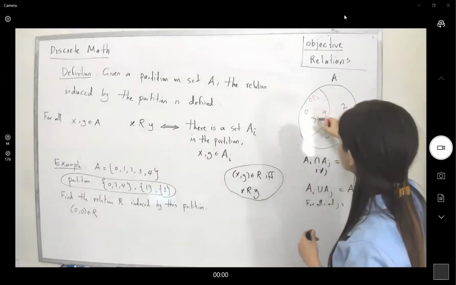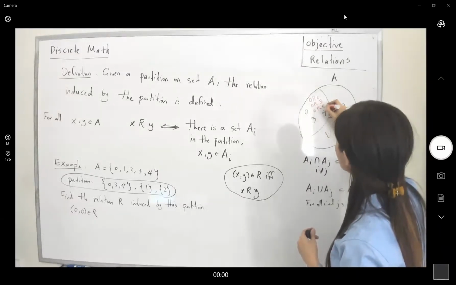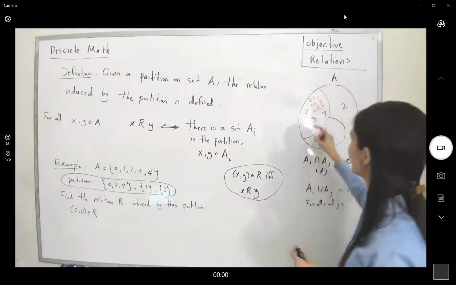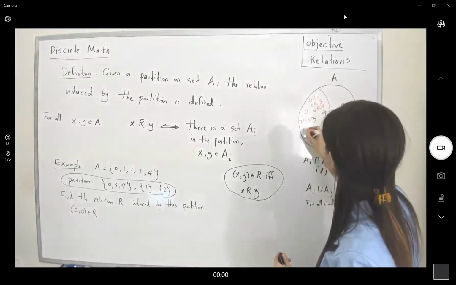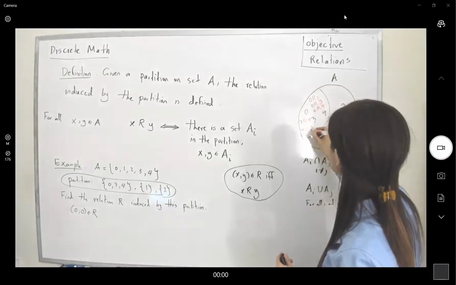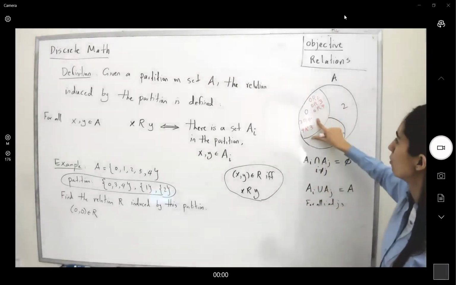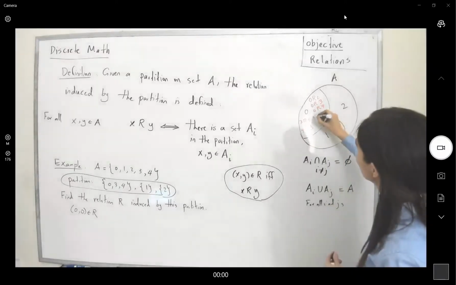Can we say that 0 is in relation with 3? Can we say that 0 is in relation with 4? Are they all members of one set? Of course. Can we say that 3 is in relation with 4? Can we say that 4 is in relation with 3? Yes, of course. They all belong to one set. Of course, you can connect them together: 0, 3, and 4.